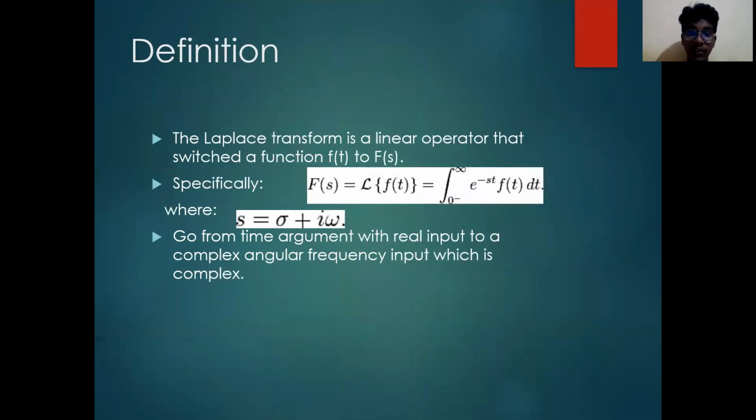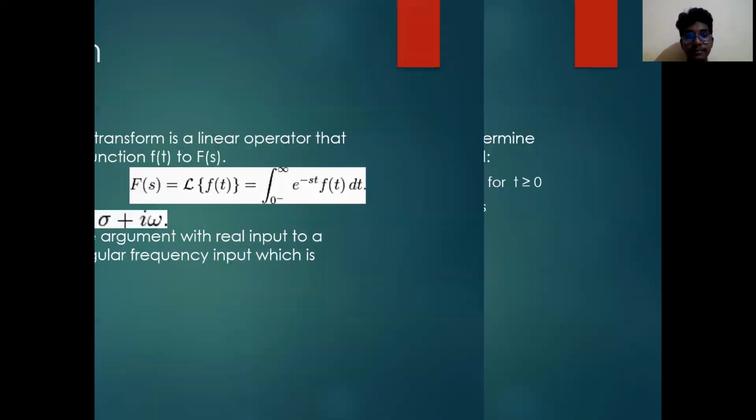So, the definition of the Laplace transform. The Laplace transform is a linear operator that switches a function f(t) to F(s), where F of s is equal to L of f of t. The integration of 0 to infinity e power minus st f(t) dt is the formula of the Laplace transform, where s equals sigma plus i omega. It goes from a time argument with a real input to a complex angular frequency input, which is complex.